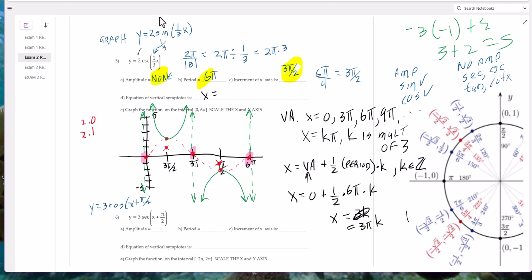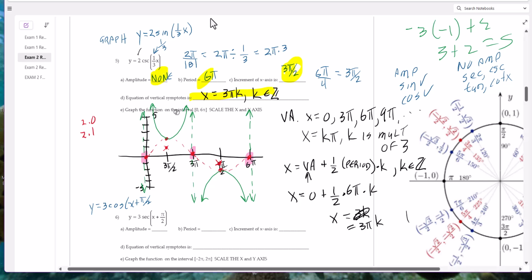So notice on this it's real simple. If k is 0, 3 pi times 0 is 0. If k is 1, 3 pi times 1 is 3 pi. If k is 2, 3 pi times 2 is 6 pi. So that's how you would get that put together. Okay, all right. So that's how you would handle that. Next thing that I want to look into here is how to do a secant graph. So I'm going to go ahead and do the secant graph next here.